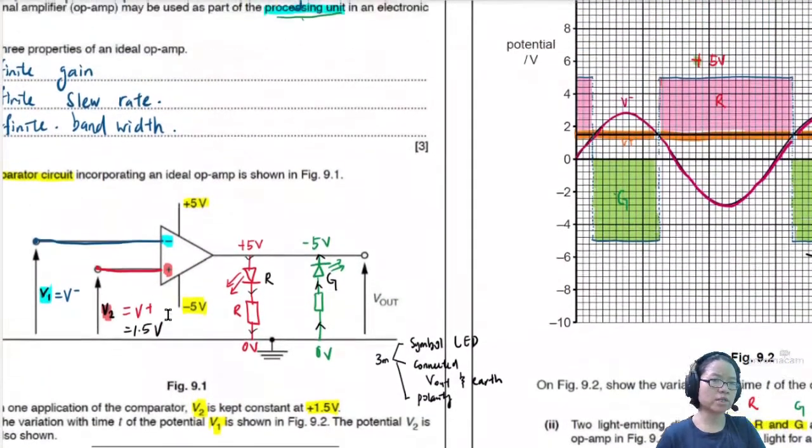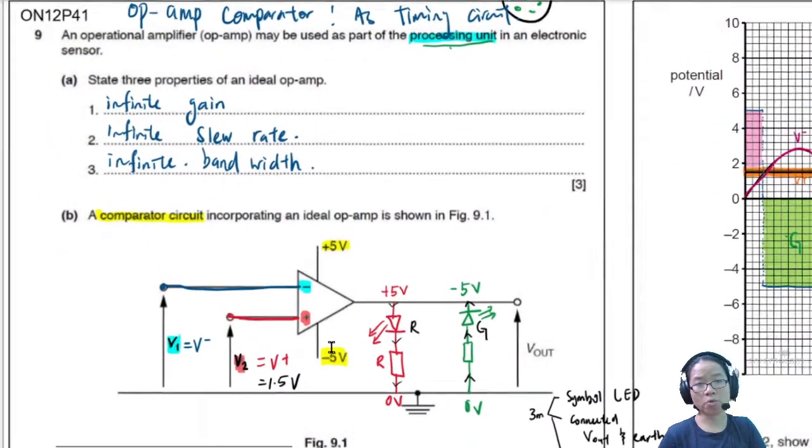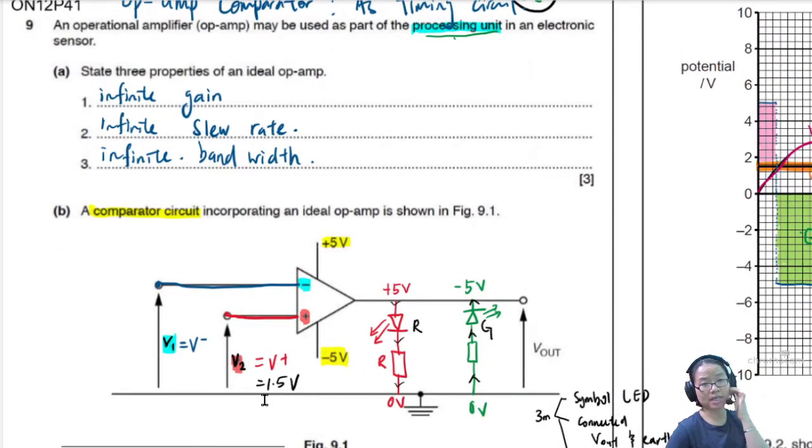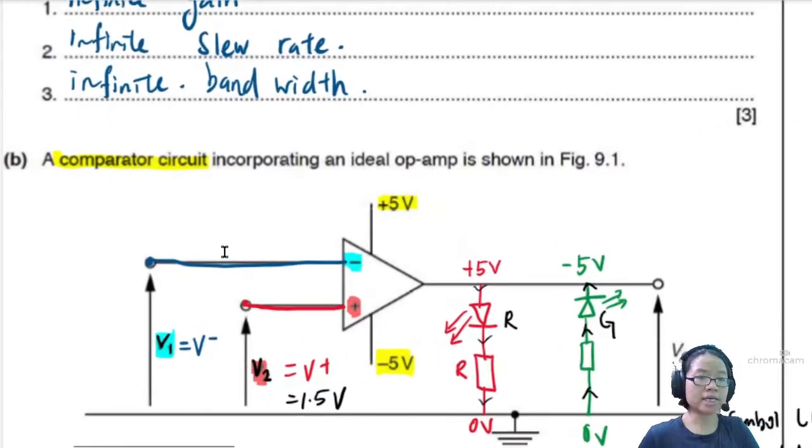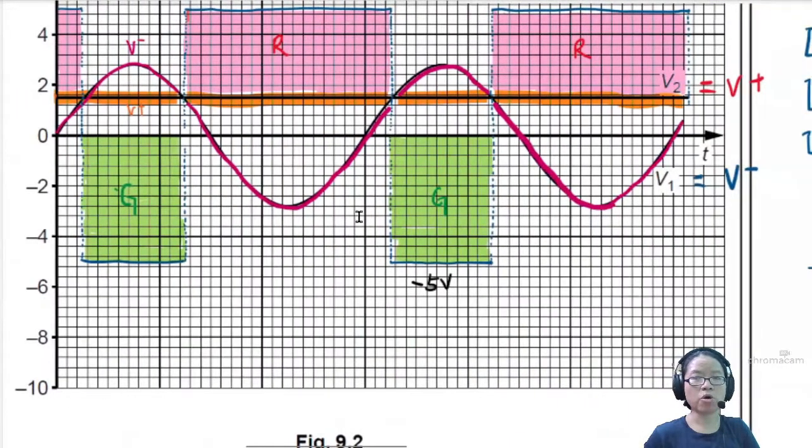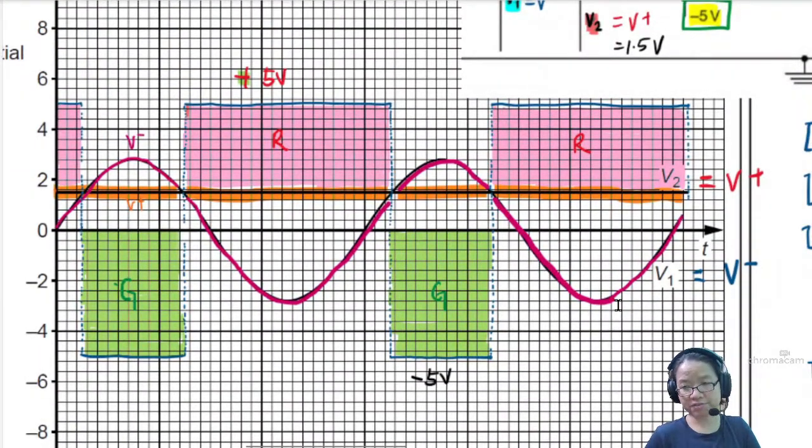Alright, so what did we learn here? We learned that for op-amps, when we use it in a comparator circuit, we are comparing the inverting input and the non-inverting input, meaning we are comparing the purple and the orange graph. When the orange graph, which is the non-inverting input, is bigger, your output is positive, red LED turned on. And vice versa, when the non-inverting is smaller, the whole thing will be inverted, green LED will turn on because the output is negative 5 volts.